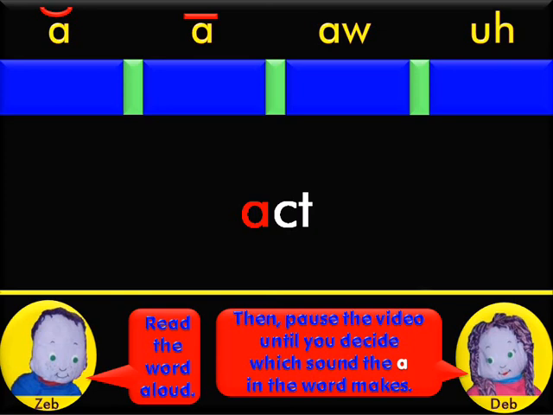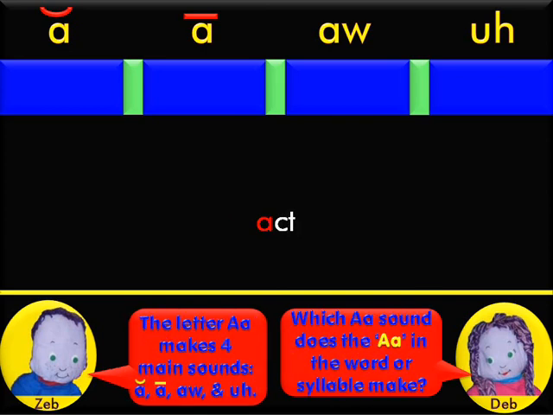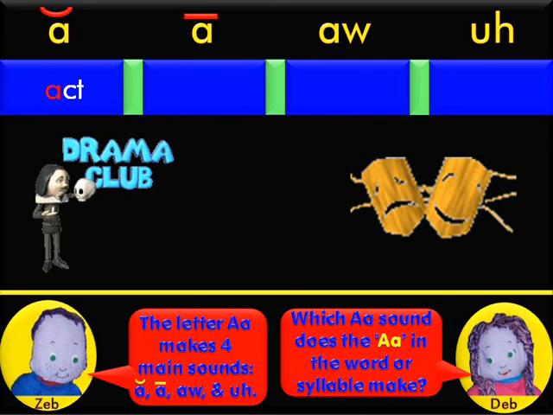Repeat after me. Act. Which slot does it float into? Pause the video until you figure it out. Read the word with me. Act. Which slot does it float into? Did you get it right? Well, good job. Now notice the actor who is acting in a drama club. And then notice the comedy and tragedy masks. This represents people in dramatical shows like plays and videos and movies. That's some of the emotions that they act on and display.